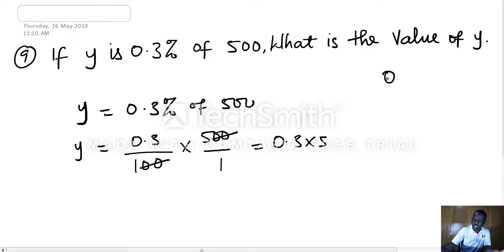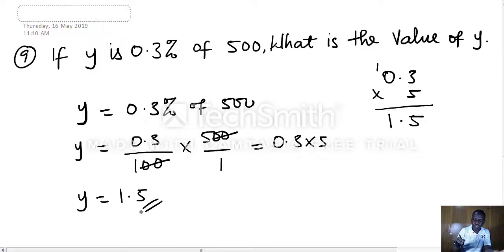And 0.3 times 5 is what? 0.3 times 5. 3 times 5 is 15. Write down 5 and carry 1. 5 times 0 is 0 plus 1 is 1. So y is equal to 1.5.